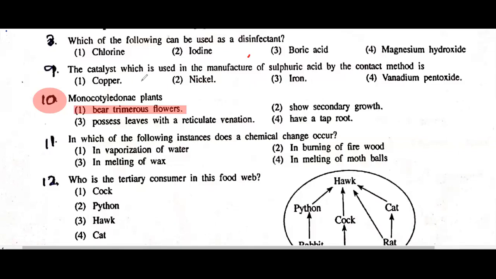Now there are trimerous flowers. Trimerous means 3 or multiple petals, so that is monocotyledon. Reticulate is also a bit important, that is a web or network of veins, that is taproot, secondary growth, or dicot. So the answer is the first one. This is also from grade 10 work.